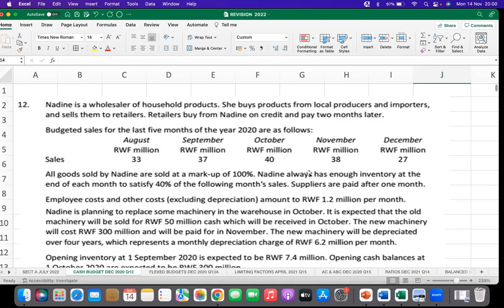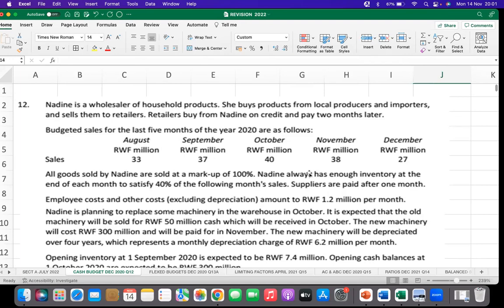Nadine is a wholesaler of household products. She buys products from local producers and importers and sells them to retailers. I hope you can hear me because it is raining where I am. Can you hear me? Yes, we are hearing you. Okay, fine. Then let's continue because it's raining heavily where I am. But if you can hear me, it's good.